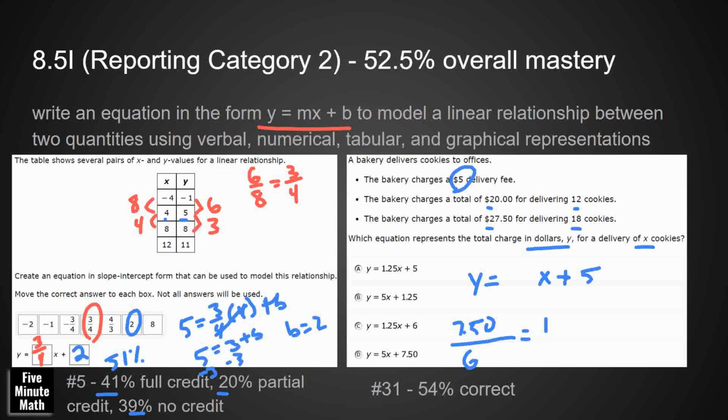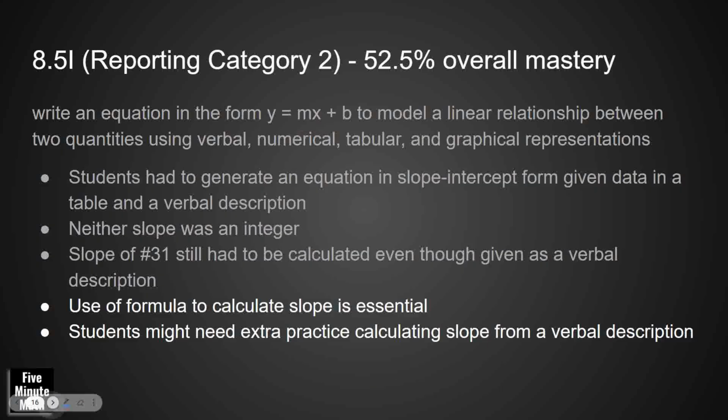And that's going to get you 1.25, $1.25 per cookie, plus that $5 delivery fee. So that's going to be our answer, 1.25x plus 5. And you notice that once we've found that plus 5 as the y-intercept, that's the only one that even has that as an option. So we didn't even necessarily need to calculate that. If we could lock in on that 5 as the y-intercept, we could lock in on A as the correct answer without calculating anything else.